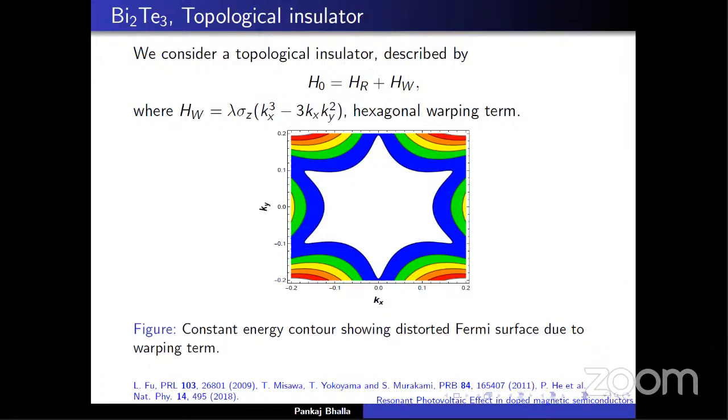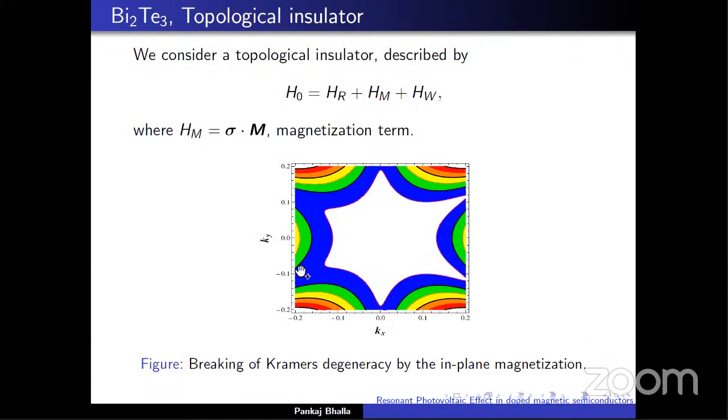Now the question is, how can we break this symmetry? To break this symmetry, we have considered another term in the band Hamiltonian, called the in-plane magnetization term, which breaks this symmetry. Now we can see that the dispersion, the energy contour, no longer remains symmetrical along the positive and the negative axis, due to which the net displacement will not cancel out, and one can expect some type of signal from this material. So that is also a motivation to consider this particular bismuth telluride material, because here we can break the symmetry by considering the in-plane magnetization term.